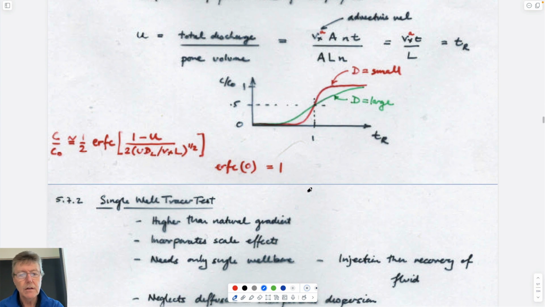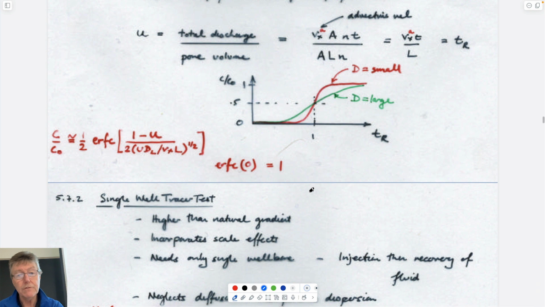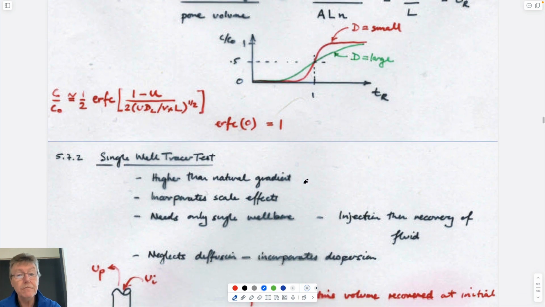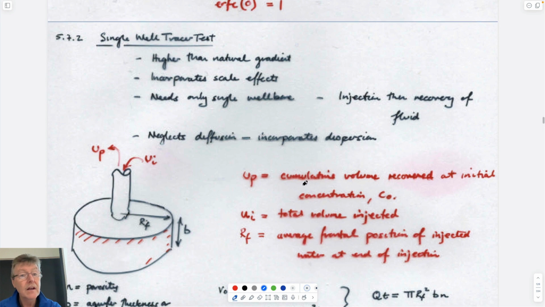It's just driven by the things that we've talked about. So that's one thing that you wouldn't do to get alpha L, but you would do it maybe to get what we've called D star, the diffusion coefficient in situ.